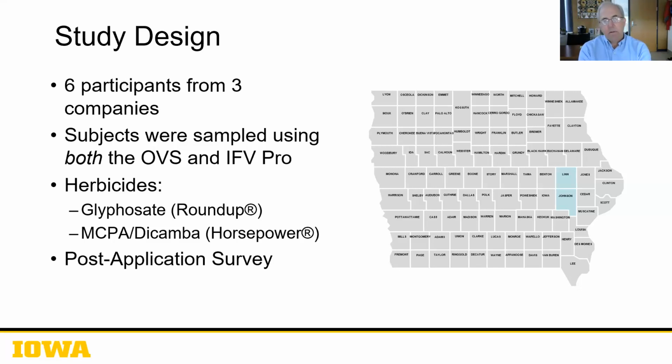And as it turned out, despite 3 different companies, they all used either glyphosate, again, the Roundup, or this herbicide called Horsepower, which has MCPA and dicamba in it. And then he also had a survey of the workers. So you can see here we are in eastern central Iowa.